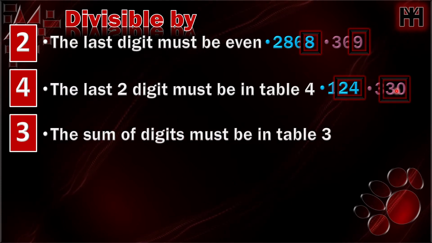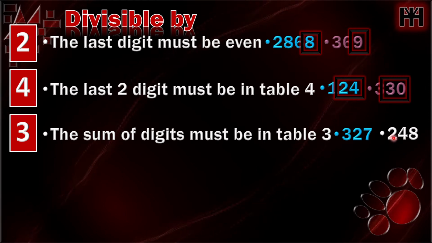Okay, 3. To say that a number is divisible by 3, the sum of its digits must be in table 3. So we have here 327, 3 plus 2 plus 7. They will equal 12. They are in table 3, so it is divisible by 3. And let's see this number, 248, and their sum. 2 plus 4 is 6, and 6 plus 8 is 14, not 13, I'm sorry. It's not in table 3, so it is not divisible by 3.